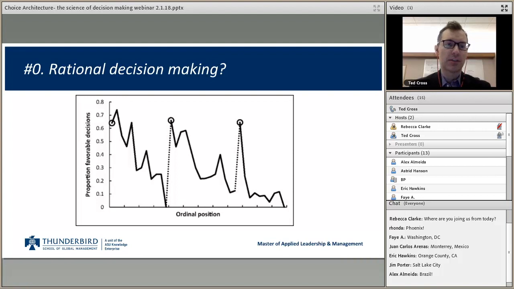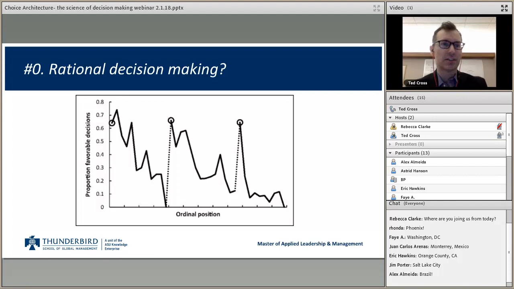So if you look at this graph, on the left-hand side, you'll see proportion favorable decisions. A favorable decision is that you're released from prison and you're on parole. And then on the lower part, you'll see ordinal position. In other words, in which order did you appear before the judge? So you could think about the bottom axis as sort of a timeline. Left-hand side is earlier in the day, right-hand side is later in the day, and the horizontal axis is your likelihood of actually being granted parole.